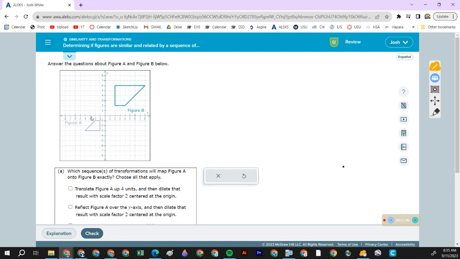Reflect A over the y-axis, so we would flip it from here to here. I'm going to have to draw that because that's going to be a little bit confusing. So if we flip it across this, then it's going to look like that. So flip over the y-axis and then dilate that with a scale factor of 2 centered at the origin. So what it means is we're going to stretch it from here in this direction. So it would end up being twice as far away, something like this. So that's not going to work.